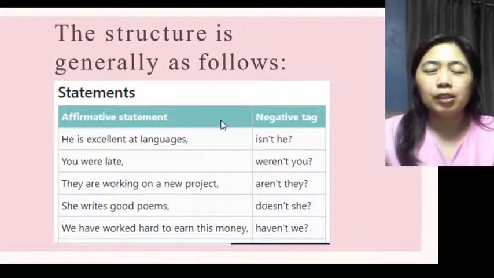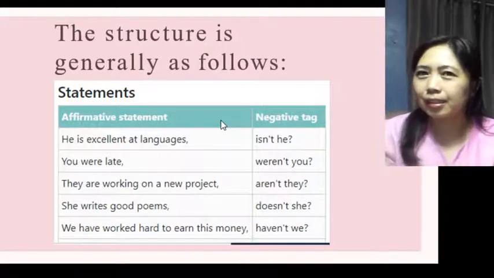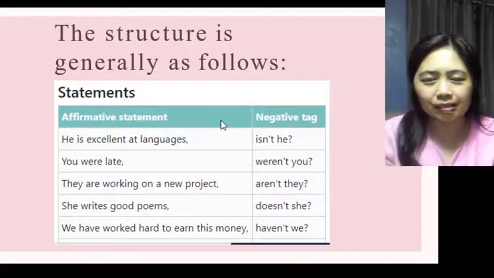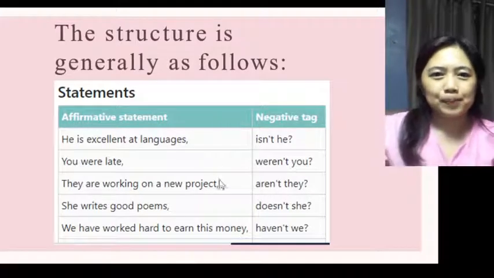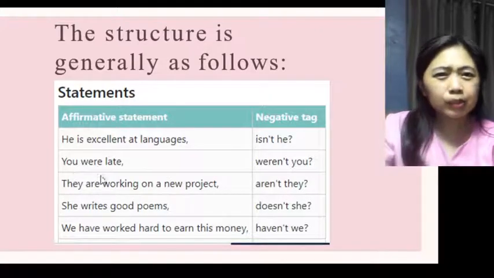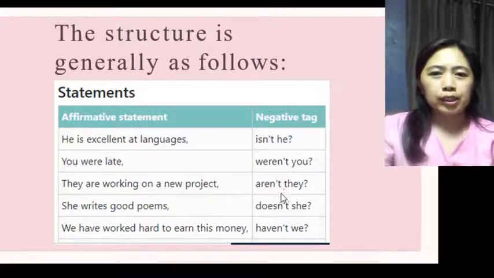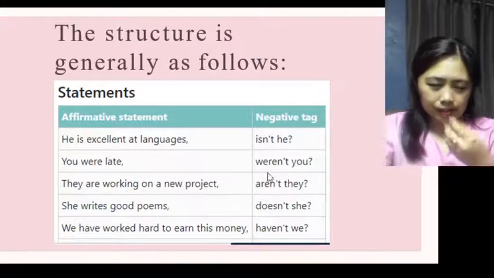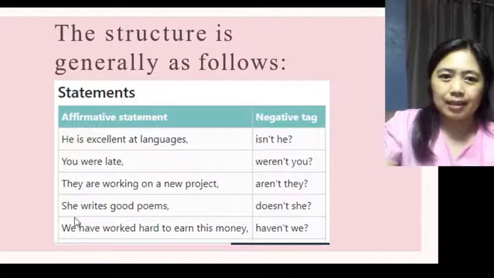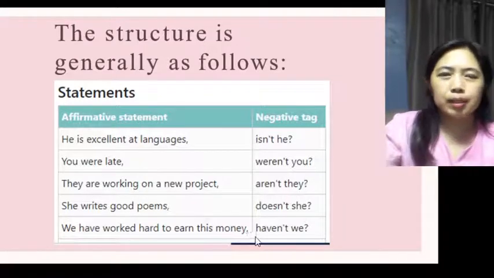You love me, don't you? Just asking if he really does love you. These are the example sentences. You were late, weren't you? They are working on a new project, aren't they? It's like interrogating or asking for clarity. She writes good poems, doesn't she? You have worked hard to earn this money, haven't you? We have.